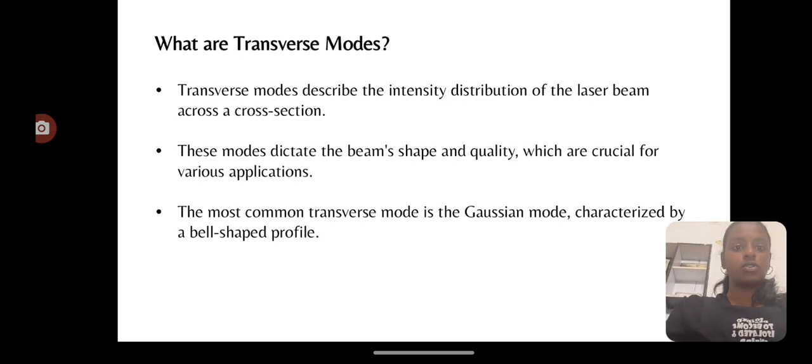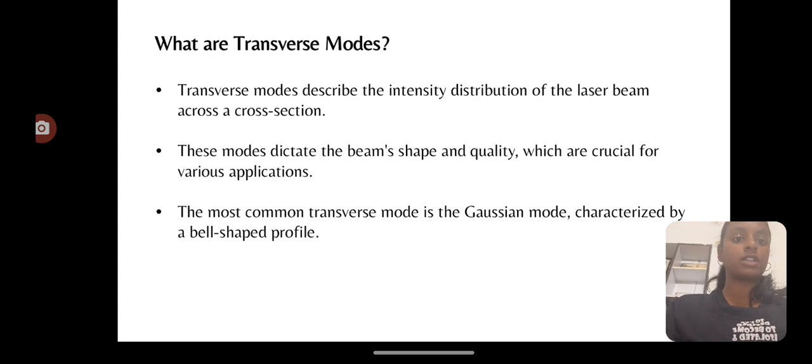Coming to the transverse modes, they describe the intensity distribution of the laser beam across a cross section. These modes dictate the beam's shape and quality, which are crucial for various applications. The most common transverse mode is the Gaussian mode, characterized by a bell-shaped profile.